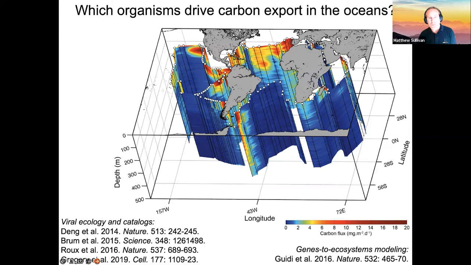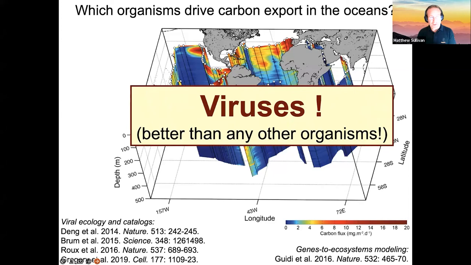And then we layered all the Tara biodiversity data from viruses to fish larvae on top of that, and used this machine learning plus ecosystems modeling approach to ask which organisms are driving carbon export in the oceans. And the answer, by far better than the other organisms, was viruses. And this was exciting because virus abundances alone could explain 89% of the variation in carbon flux throughout the global oceans. And that's a big deal.